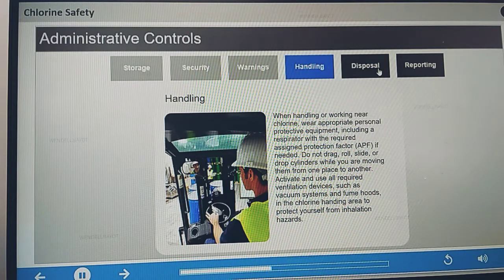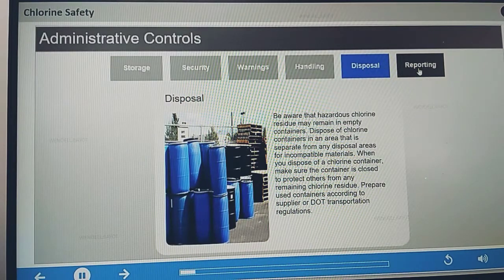Do not drag, roll, slide, or drop cylinders while you are moving them from one place to another. Activate and use all required ventilation devices, such as vacuum systems and fume hoods, in the chlorine handling area to protect yourself from inhalation hazards. Be aware that hazardous chlorine residue may remain in empty containers. Dispose of chlorine containers in an area that is separate from any disposal areas for incompatible materials.